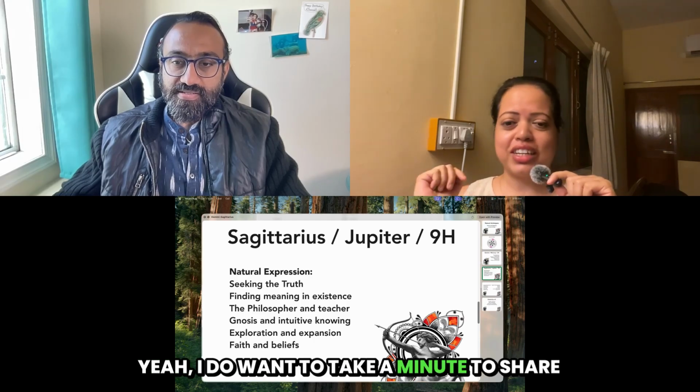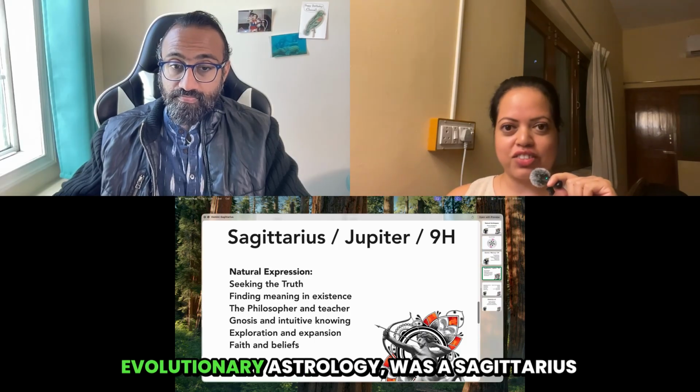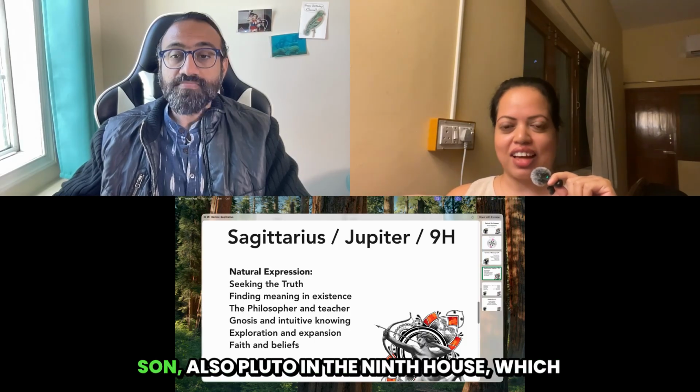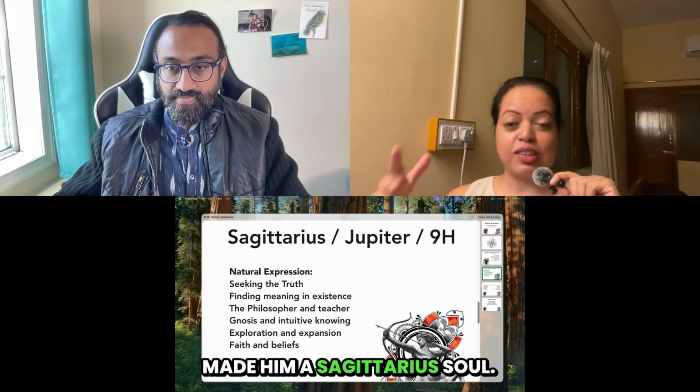Yeah, I do want to take a minute to share that Jeff Green, who founded this method of evolutionary astrology, was a Sagittarius sun. Also, Pluto in the ninth house, which made him a Sagittarius soul.